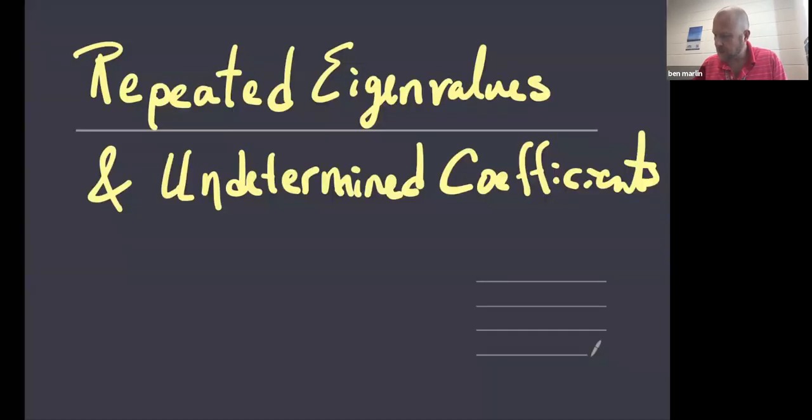So bear with me. Let's get our iPad going. 1, 2, yep, it's going to go. Yay. All right, so repeated eigenvalues and then undetermined coefficients.